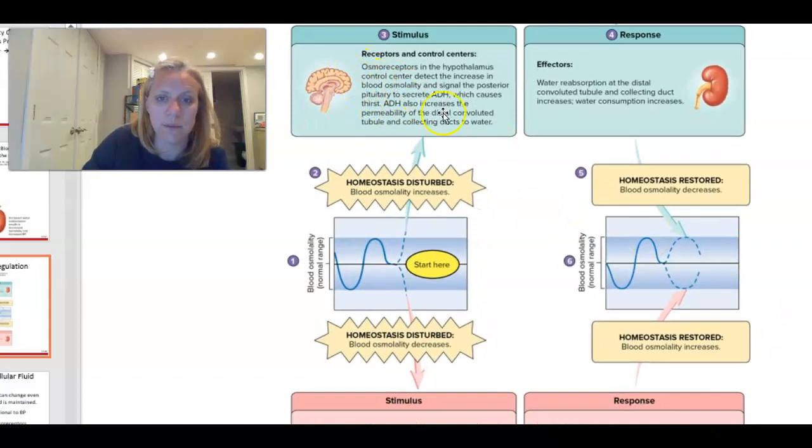It says, osmoreceptors in the hypothalamus detect the increase in the blood osmolality, signal the posterior pituitary to secrete ADH, which causes thirst. This also changes the permeability of the distal convoluted tubule and collecting ducts to water. We change our water reabsorption. We reabsorb more water, and water consumption increases. So that would drop our blood osmolality and get it back to normal.